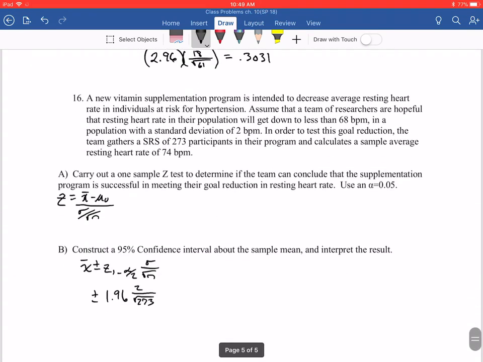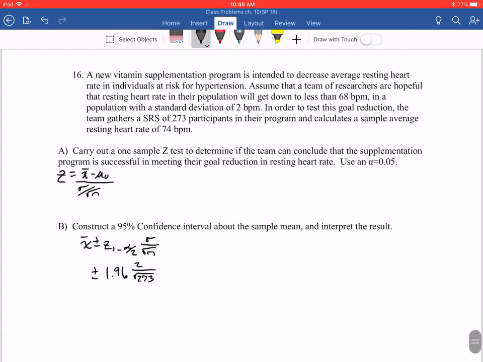So moving on to number 16, we have a new vitamin supplement program that is intended to decrease the average resting heart rate of individuals at risk for hypertension. Assume that a team of researchers are hopeful that resting heart rate in their population will get down to at least 68 beats per minute in a population with a standard deviation of 2 beats per minute. In order to test this goal reduction, the team gathers a simple random sample of 273 participants in the program and calculates a simple average resting heart rate of 74 beats per minute. So now we have a population that we're looking at, right?